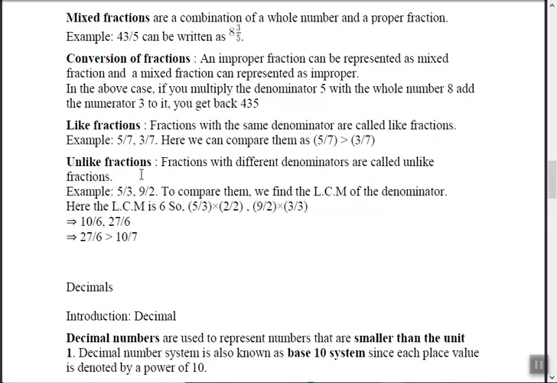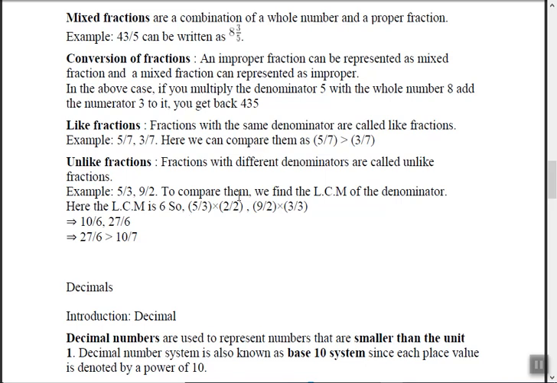Then what is unlike? Unlike means the denominator is different. But the problem is how to compare them. Suppose I get 5 upon 3 and let's say 9 upon 2. How to compare these two? What we have to do is find the LCM of the denominators and then convert the denominators to the same. Only then can we compare them.